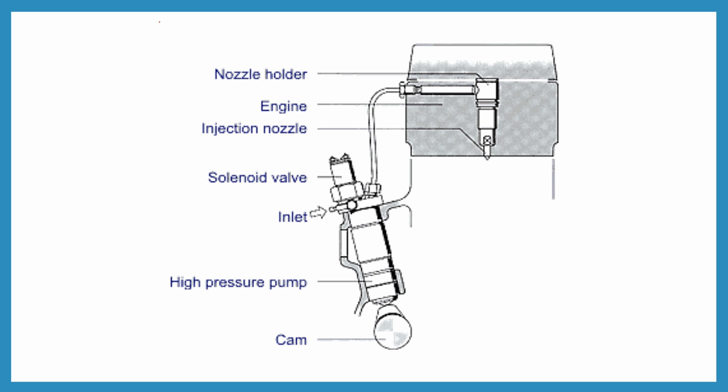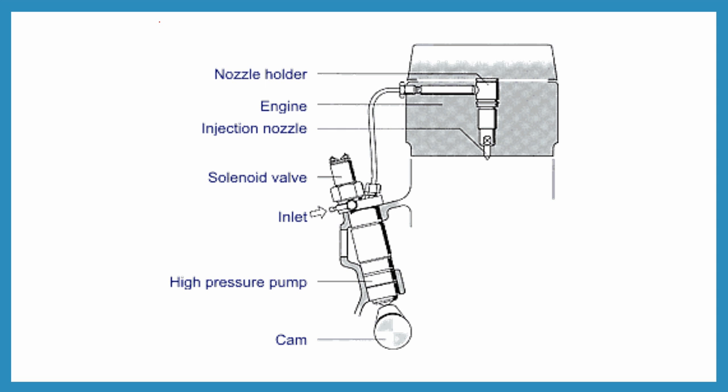So students, here you can see this picture. This is a picture of the unit injector. This is the engine area. Here is the nozzle holder, and the nozzle is connected here. From here the inlet is connected to the pump. This is a pressure pump. So the pump and the nozzle are connected as one unit. This is the basic picture of the unit injection system.